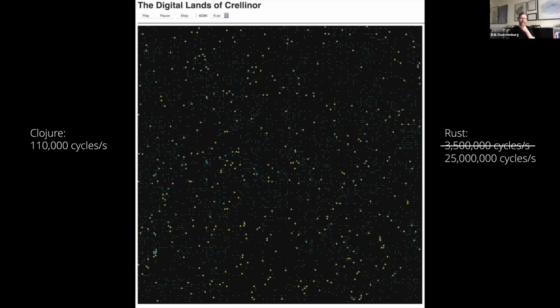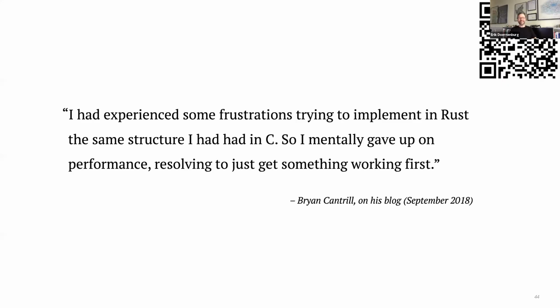And this is from Brian Cantrell. He writes DTrace, that's a tool in Solaris, also used on macOS, to actually trace system calls. And he wrote something, this is his blog post, if you follow the QR code, you get there. He had similar experiences to mine, I guess. He had some frustrations trying to implement this because of, I guess, the borrow checker. So he gave up on performance. He just said, I just want to get it to work.